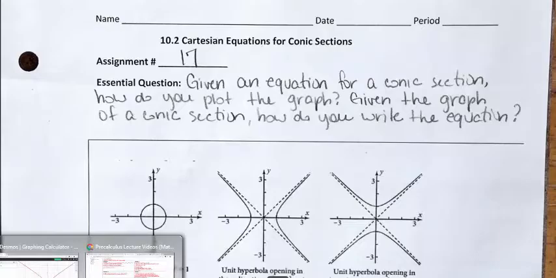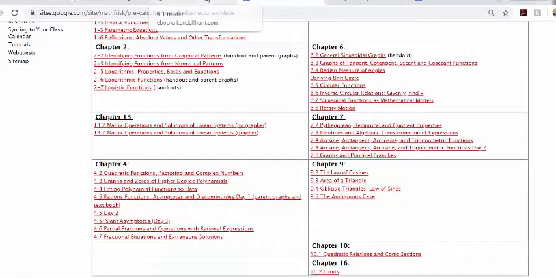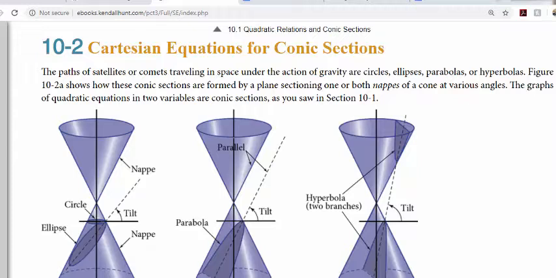Just a little review, some stuff that I went over yesterday as well. Let's see where that is. All right, so this is page 496. The paths of satellites or comets traveling in space under the action of gravity are called circles, ellipses, parabolas, and hyperbolas. And as many of you know, we use a lot of internet, cell phones, technology, and all of that stuff is based on or works from satellites. So the people that are creating those satellites and putting those satellites into orbits are using these equations on a daily basis to make sure that they are following the trajectory that they need to. Without this, we would not be able to use our cell phones.